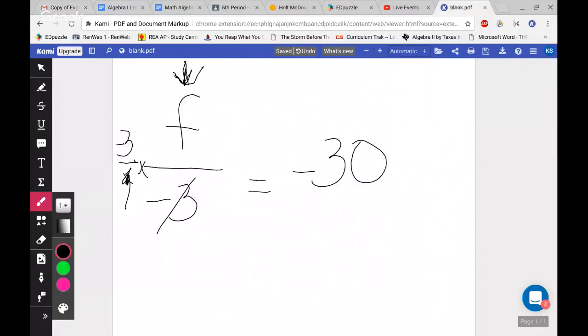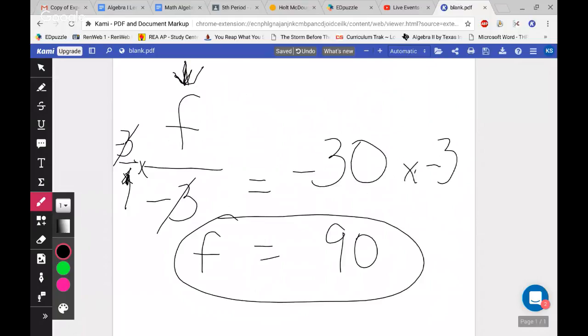So now these cancel out, and I'm multiplying this side by -3. So I have a negative times a negative, which gives me a positive, and that's going to be 90. And these -3's have canceled out, so my final answer is F equals 90.